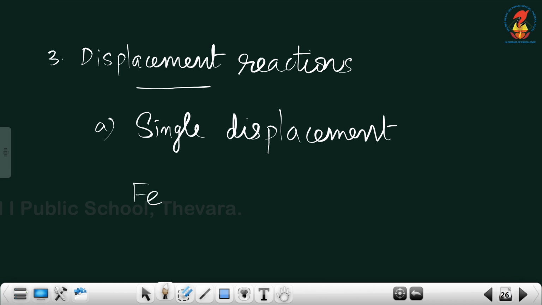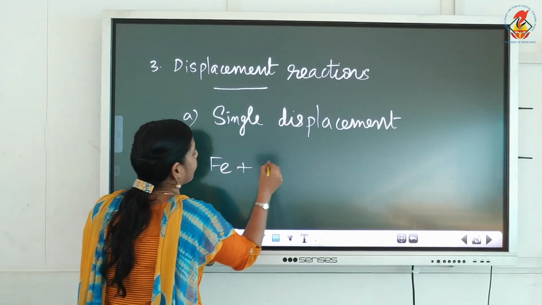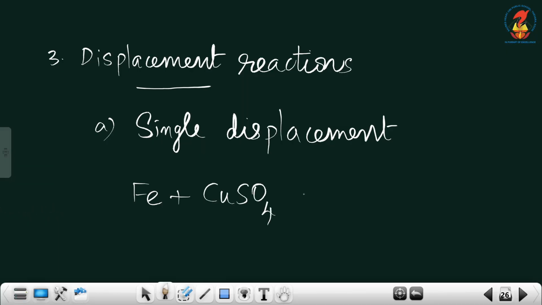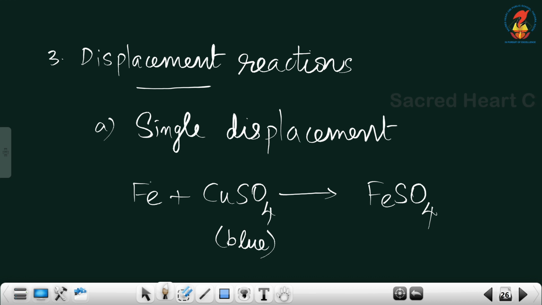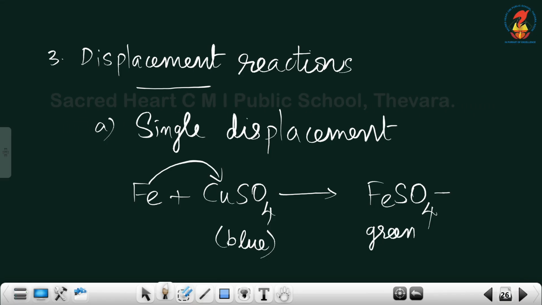We can drop iron nails into copper sulfate solution, which is blue in color, and after the reaction we can observe that iron has displaced the copper. Iron is more reactive than copper, so iron will displace copper to form iron sulfate, which is green in color. The solution color will change and copper will be deposited at the bottom of the test tube.